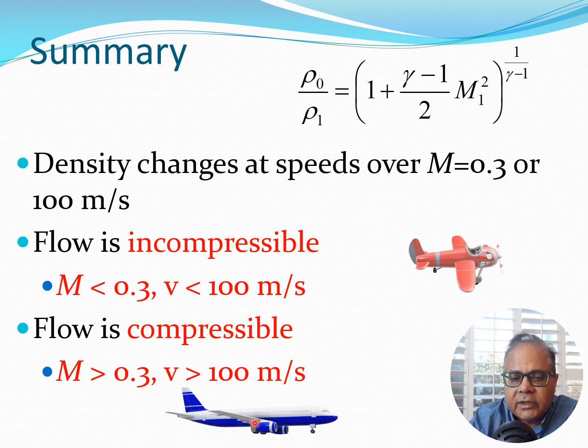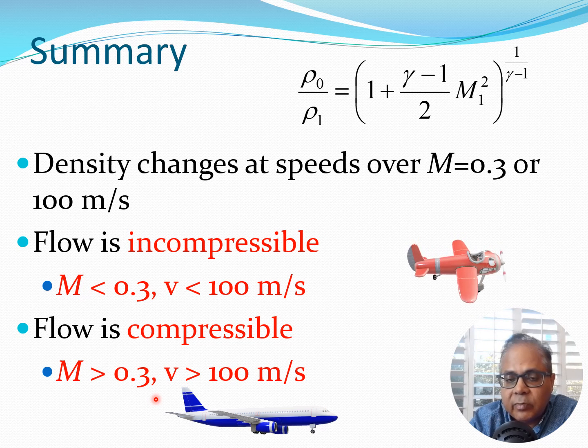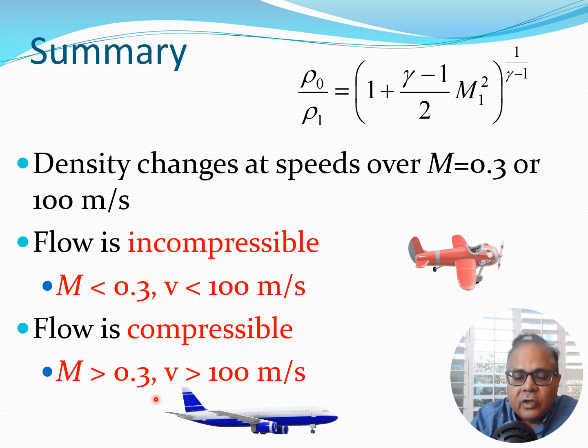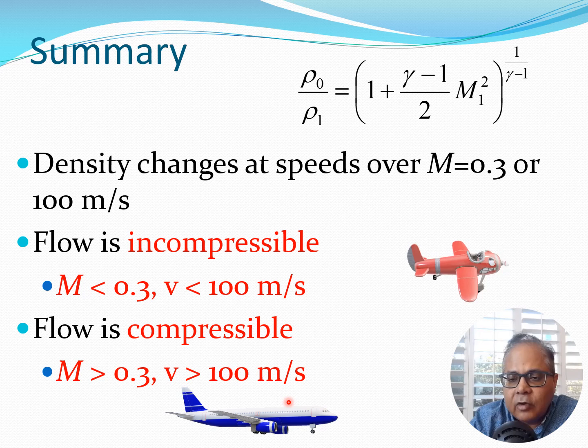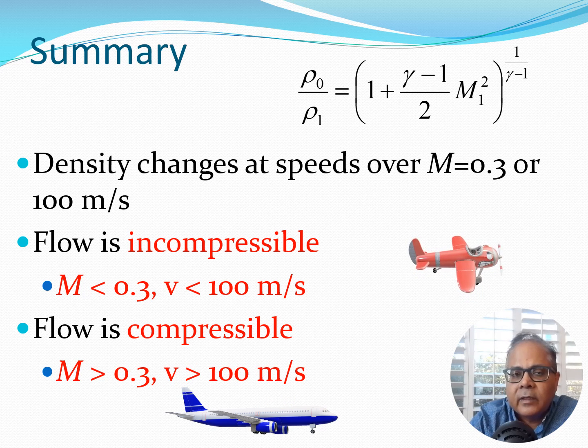But most of the planes actually fly at speeds which are greater than 100 meters per second. So whenever you are going in a very typical jet aircraft which takes you between two cities or between two continents, if you are going in international flights, you are certainly going to encounter this region of Mach greater than 0.3 and velocity more than 100 meters per second. And in all those regions, you have to consider compressible flow.